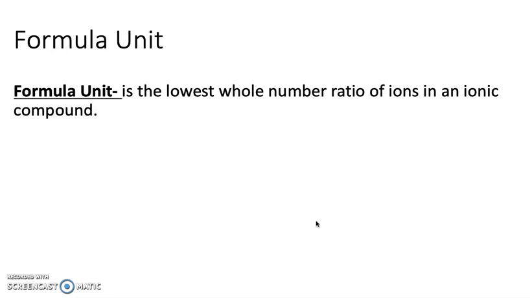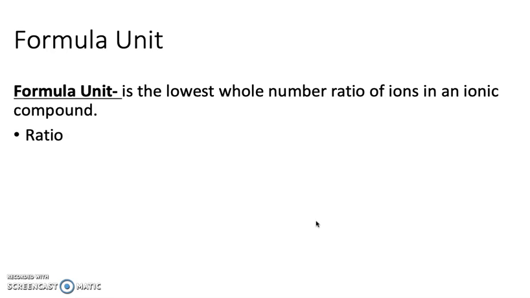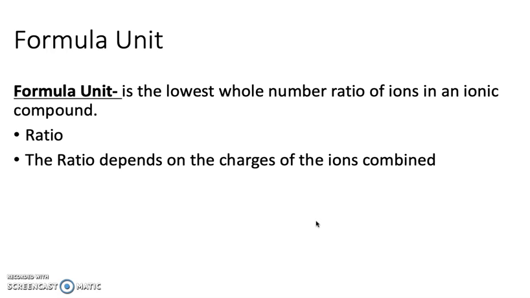Now, what is a formula unit? This is an interesting definition. Well, a formula unit is the lowest whole number ratio of ions in an ionic compound. I throw this term around a lot. Formula unit is basically the ratio at which an ionic compound is written: how many of the metals to how many of the nonmetals. So the ratio depends on the charges of the ions combined.